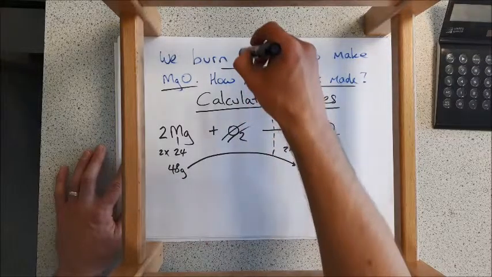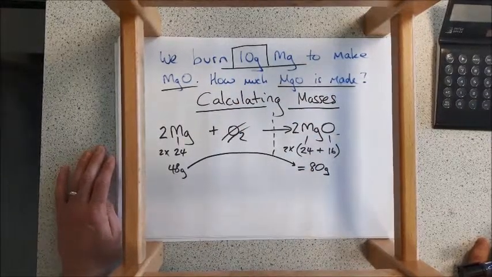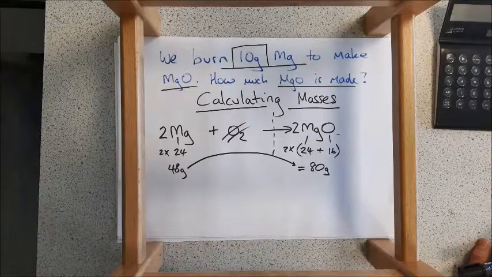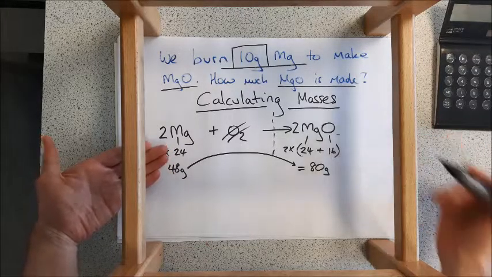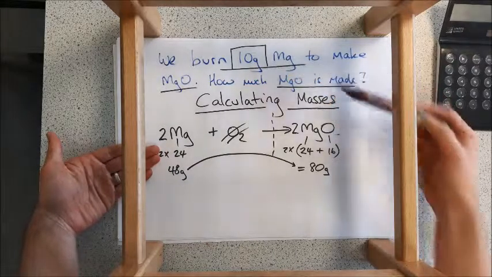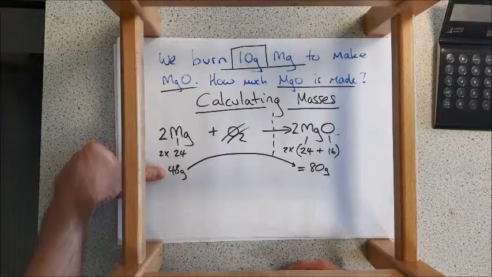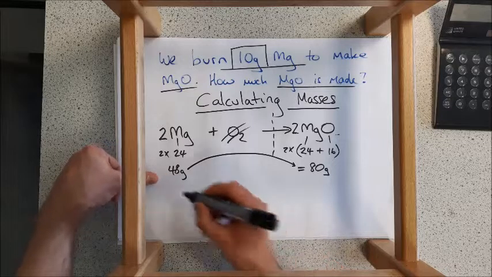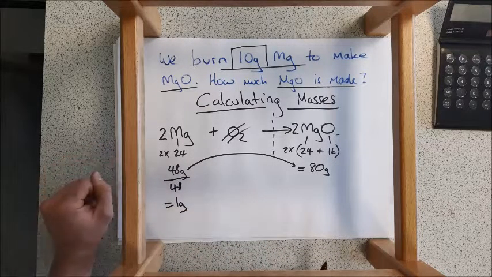Now from our question, we don't have 48 grams of magnesium, we've only got 10. So what we're going to do is take the side of the equation that we know the most about from our question, which is this side, because it tells us we've got 10 grams of magnesium, and we're going to try and turn this number into 1, so it's 1 gram. The easiest way to do this is by dividing it by itself. So I'm going to divide that by 48, which will equal 1 gram.